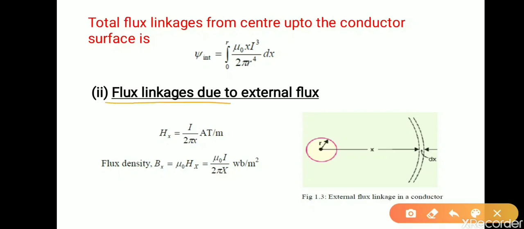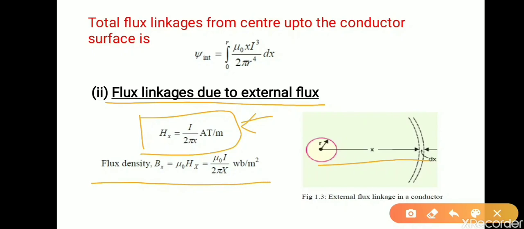Now we are going to discuss the flux linkage due to the external flux at a distance of x meter from the center of the conductor. The magnetic field intensity at a distance of x from the center of the conductor is given by H of x equal to I upon 2 pi x ampere turn per meter, as we have already discussed while deriving the flux linkage due to the internal flux. Please refer to that. Now the flux density B of x is mathematically represented as B of x equal to mu naught H of x. So substituting the value of H of x, we obtain mu naught I by 2 pi x weber per meter square.